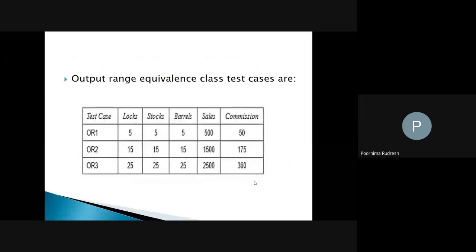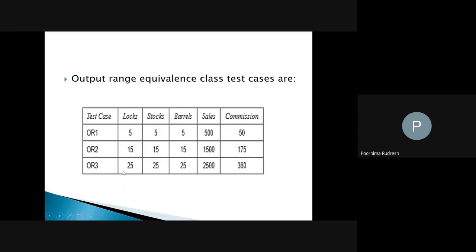Understood. So here we will have the output range equivalence class test cases, given logs, stocks and barrels. Then we'll calculate the total sales. Total sales is 500 means he is eligible for 10% of the commission. Then the commission is calculated and distributed. For this, it is 1,800, which is greater than 1,000, and the salesperson is eligible for 15% of the commission, and 15% of the commission is calculated and becomes equal to $175, and that will be given to the salesperson, right?